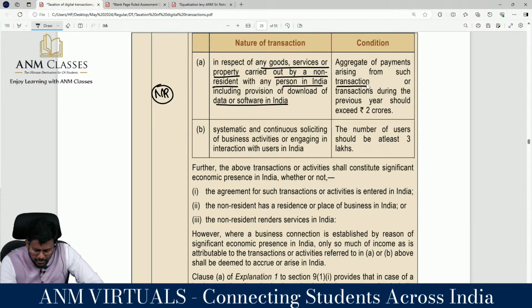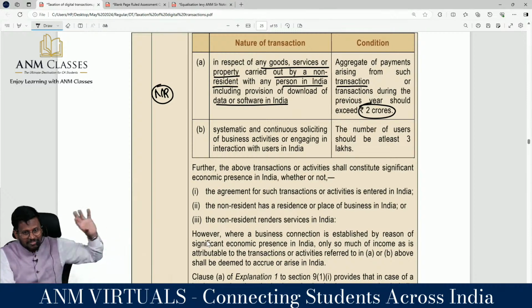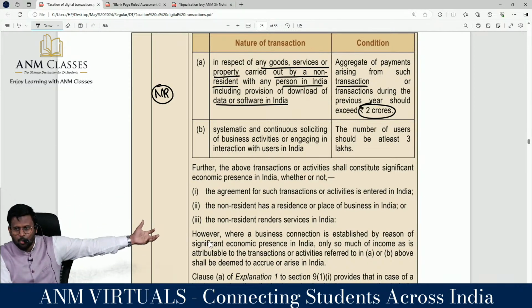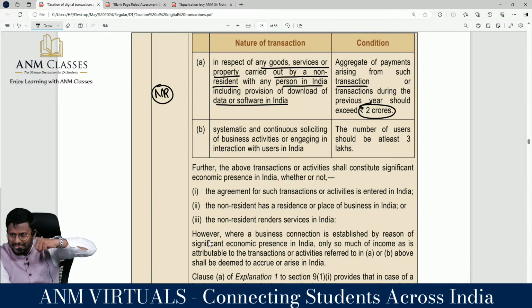Aggregate of payment arising from such transaction or transactions during the previous year should exceed a crore. Only if the transaction value is more than 2 crore will I tell you what applies in India. Equalization levy. Sir, the e-commerce operator's turnover should exceed this 2 crore. If that e-commerce operator is having more than 2 crore business in India, then I can say that he's having SEP in India. Once he's having SEP in India, I can say that he's having business connection in India. Once he's having business connection in India, I can say that income is accrued in India.